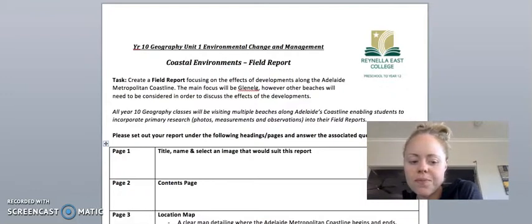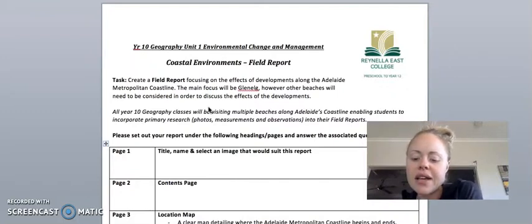All right, so the task. The task is to create a field report focusing on the effects of developments along the Adelaide metropolitan coastline. We're mainly going to be looking at Glenelg. However, obviously on the excursion we did visit Seacliff, Brighton and West Beach. All the Year 10 classes are going to the beaches and going to the field trips, so it's important that you incorporate photos, measurements and observations from your field trip in this report.